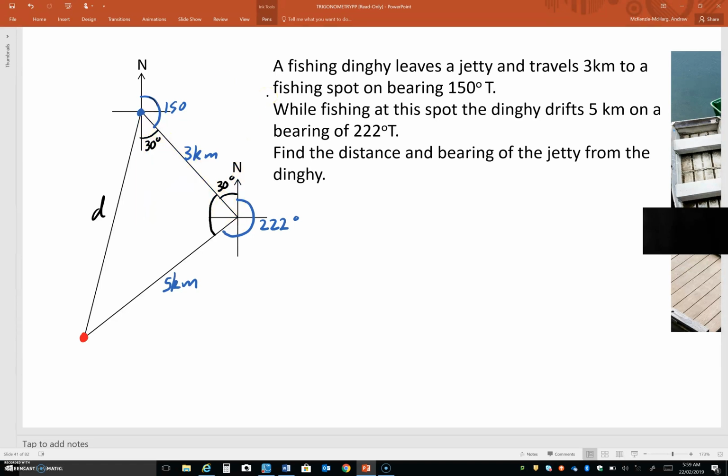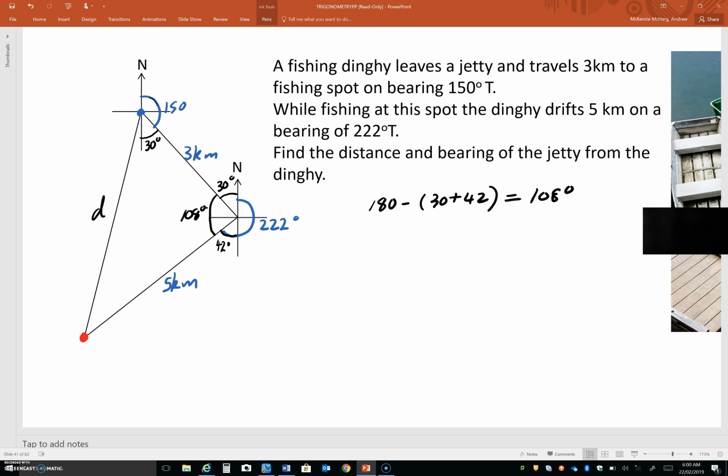Okay, now looking over here, we've got 222 all the way around to here. So this bit must be 42 degrees, just there, because 180 and 42 make up the 222. So then, to get this bit of angle here, the bigger angle in the middle of those two, well, we'd subtract the other two from 180 degrees because it's 180 all the way around there. So 180 take away 30 and 42, and that gives us 108 degrees in there.